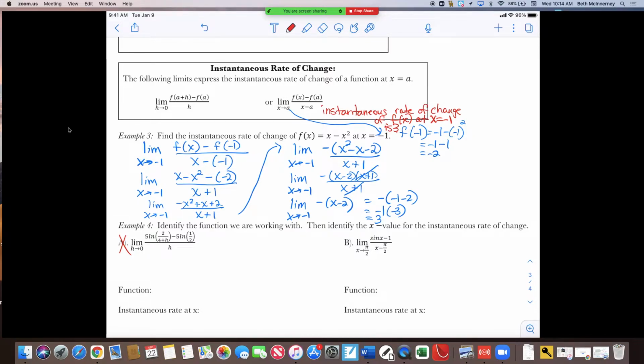This is the type of problem you would see on the AP exam. They're going to give you this and ask you to recognize what's the function and what x value is being evaluated at. This is the main part of what you're going to see on the AP exam. So try to tell me what is f of x and what is the a value here. So try that in letter B.